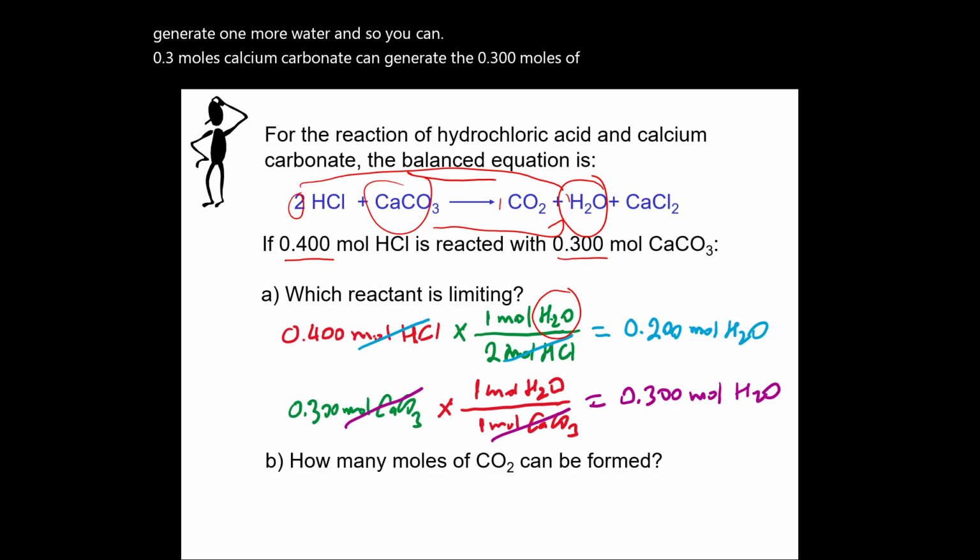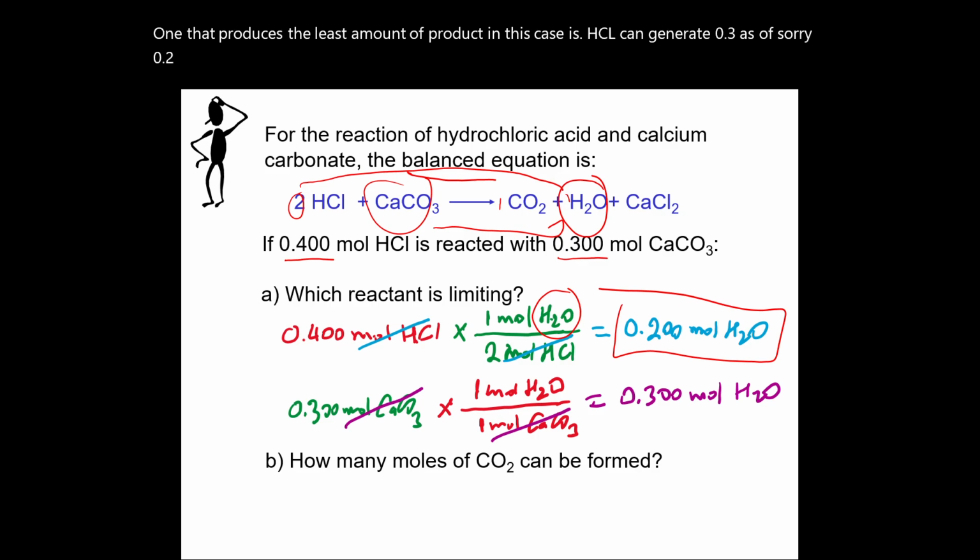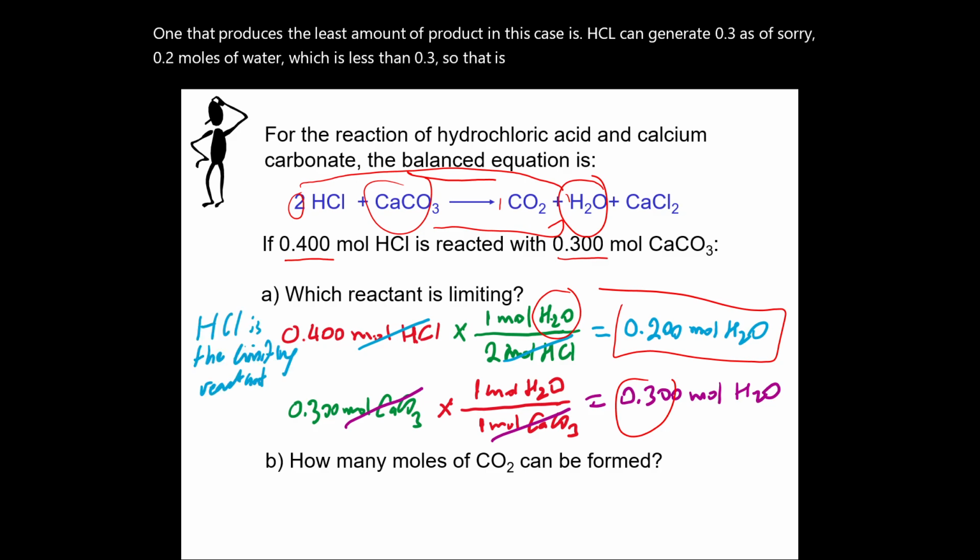So again, what was the rule? The one that produces the least amount of product, in this case HCl, can generate 0.2 moles of water, which is less than 0.3. So that is our limiting reagent. HCl is the limiting reagent.